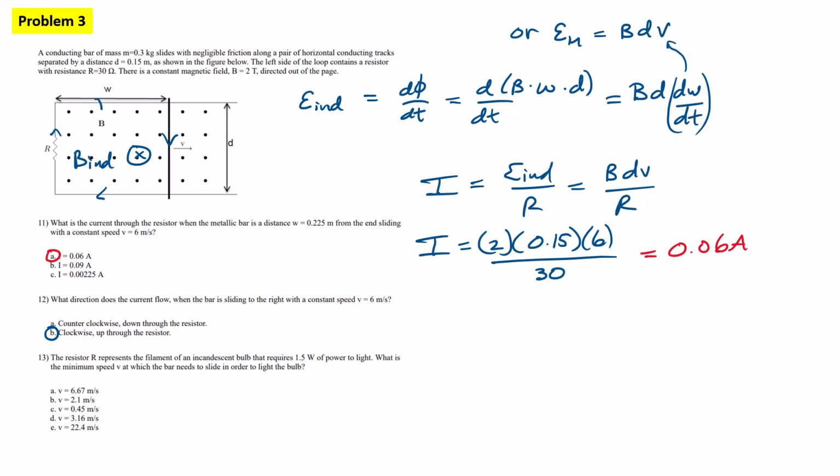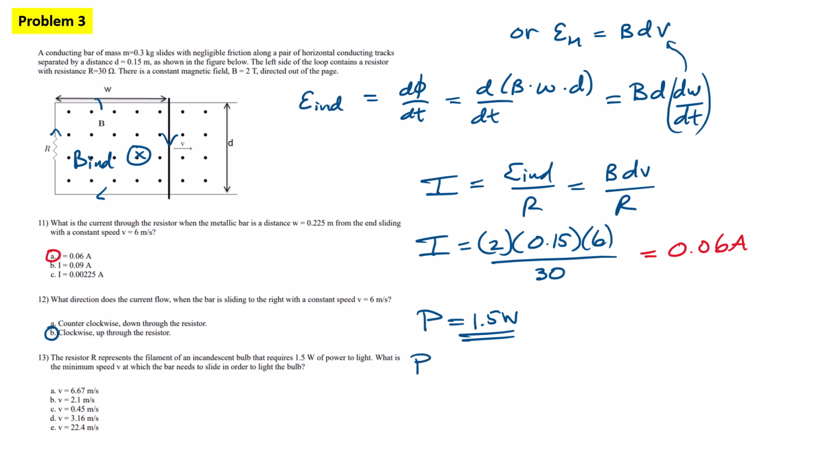All right, the resistor represents the filament in an incandescent bulb that requires 1.5 watts of power to light up. So this is what we want. We want our power to be 1.5 watts. What is the minimum speed at which the bar needs to slide in order to light the bulb? All right, so think about it. How do we get this amount of power dissipated?